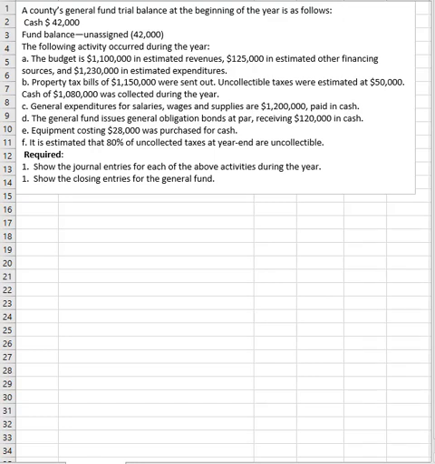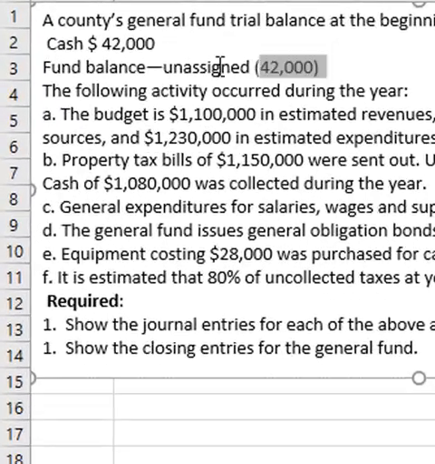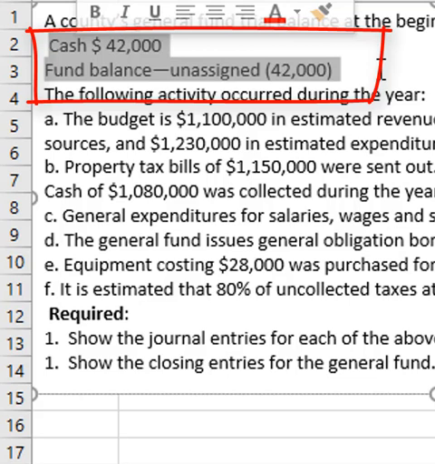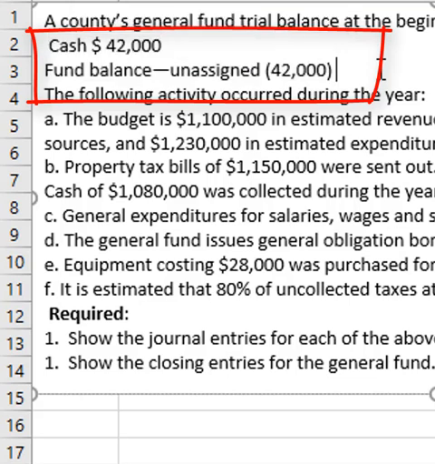So we're going to work on our governmental journal entries, start getting some experience with them. So we have a very simple county that just has cash and no liabilities, and so cash and fund balance are the entire balance sheet. So starting off very simple.